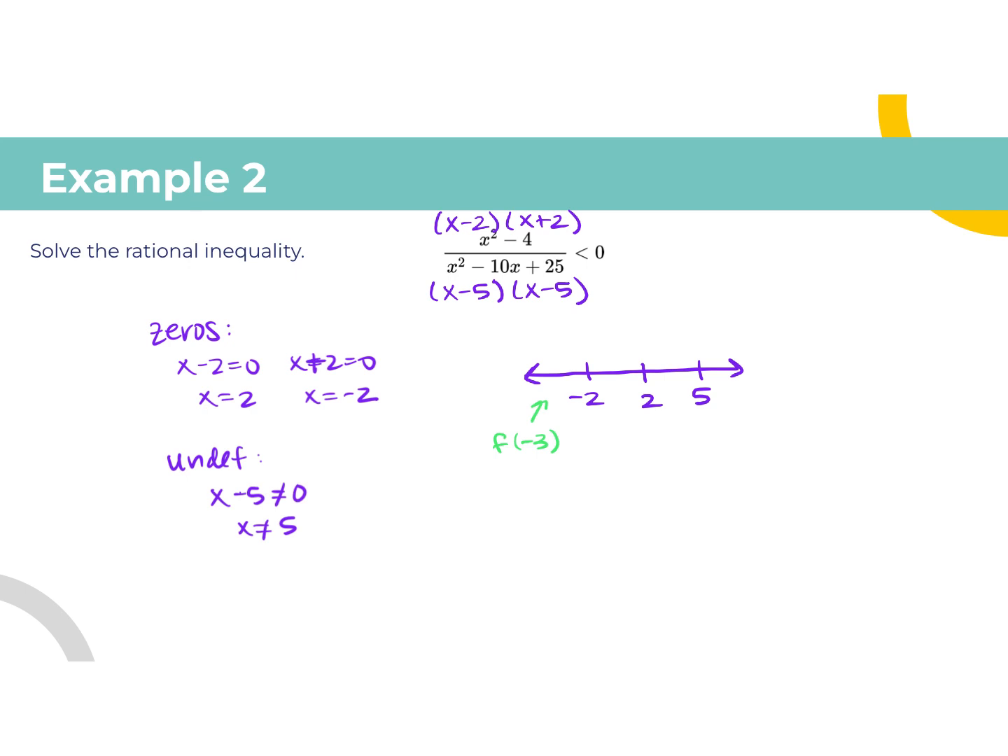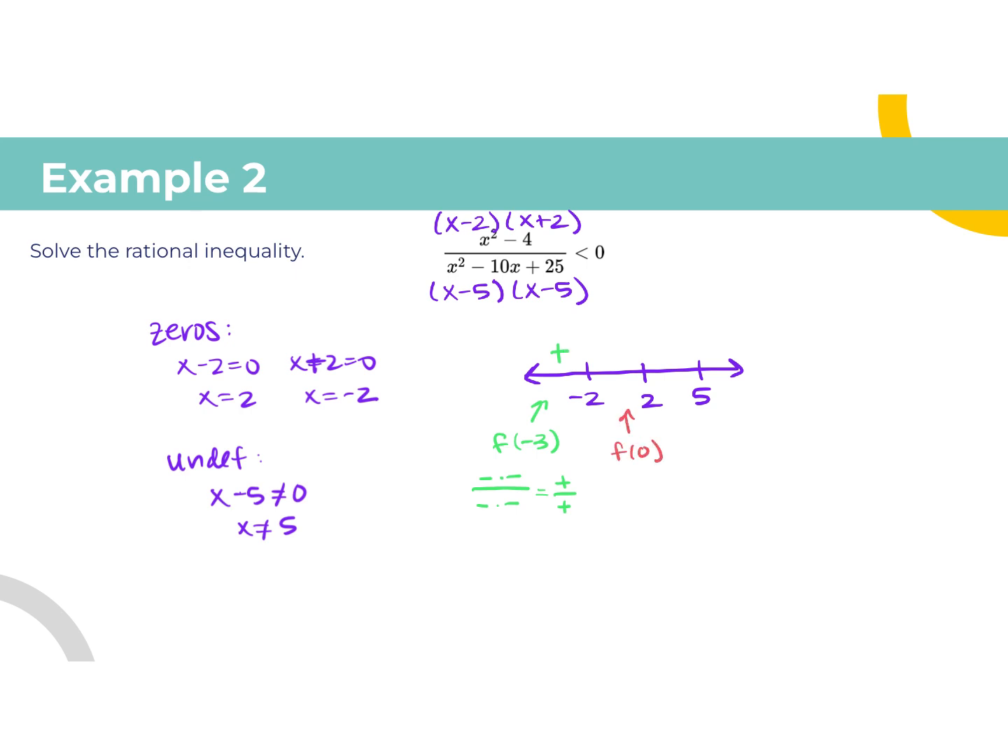Okay, and I'm going to think about the signs of these factors. If I plug in negative 3, I would have a negative times a negative in the numerator. In my denominator, I would have more negatives, negative times a negative. That would simplify to a positive over a positive, which gives me a positive interval.